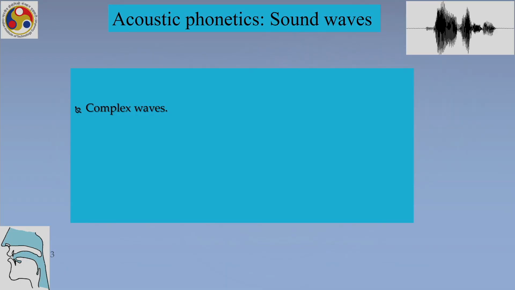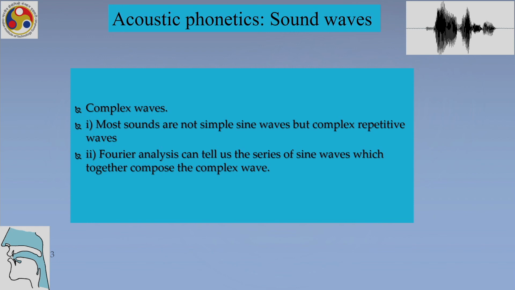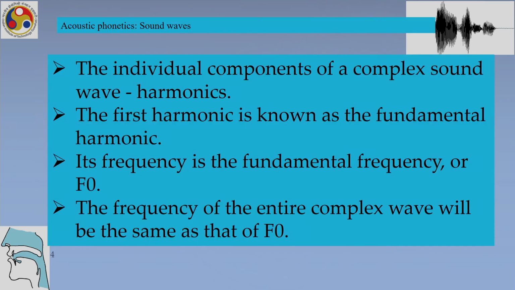So, let us recap what we studied so far: that sound waves are complex waves, and that most sounds are not simple sine waves, but complex repetitive waves, and Fourier analysis can tell us the series of sine waves which together compose the complex wave. Now, the individual components of a complex sound are called harmonics, and we have already studied that. We are reviewing what we studied in the last class.